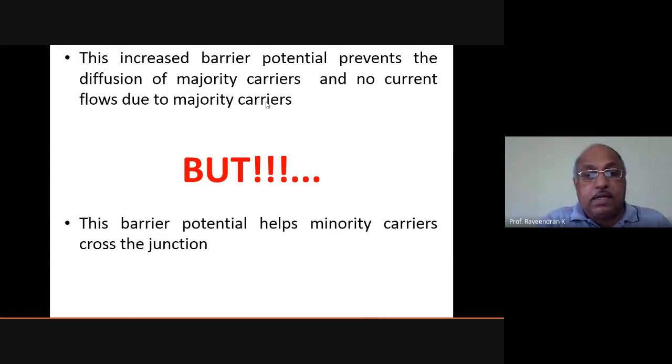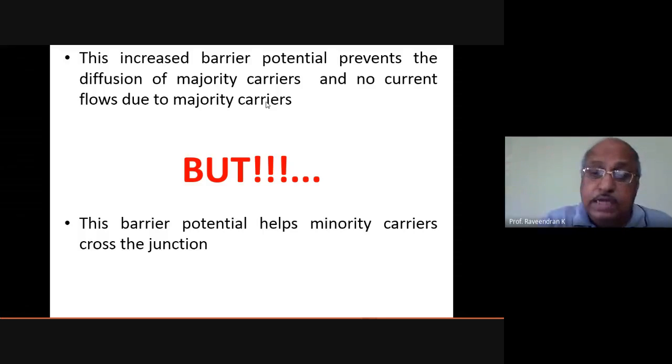But the barrier potential helps minority carriers to cross the junction. This barrier potential, which is now very much widened due to the application of a reverse potential, causes a very, very few minority carriers to cross. That's why they are called minority carriers. Even if the minority carriers are very small in number, they are still carriers, and they will also constitute a current across the PN junction.